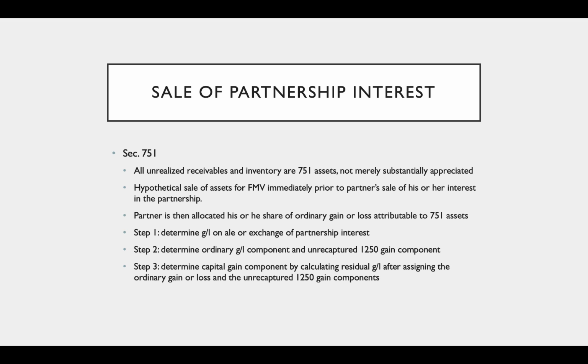And then in step 2, we determine the ordinary gain or loss component in any unrecaptured 1250 gain component and make that portion of the income ordinary. And then in step 3, the rest would be the capital gain component. And we would calculate that by calculating the residual gain or loss after assigning the ordinary gain or loss and the unrecaptured 1250 components. So it's basically just what's left over.